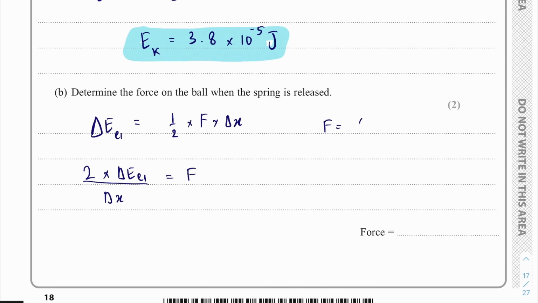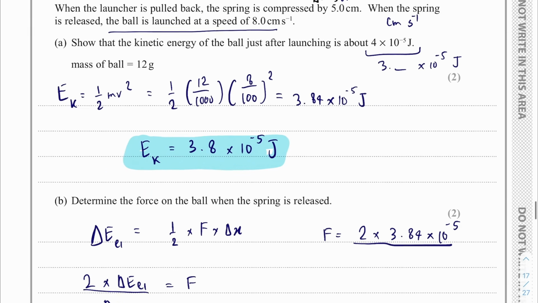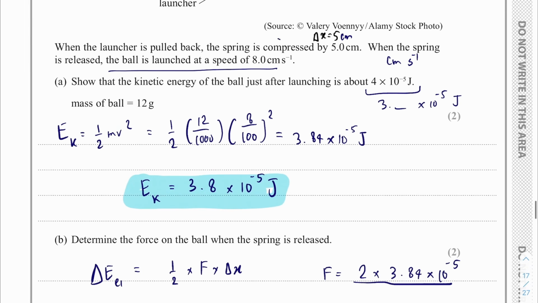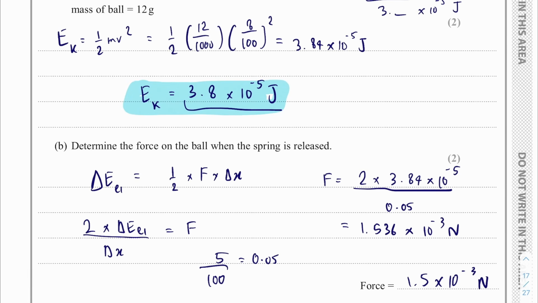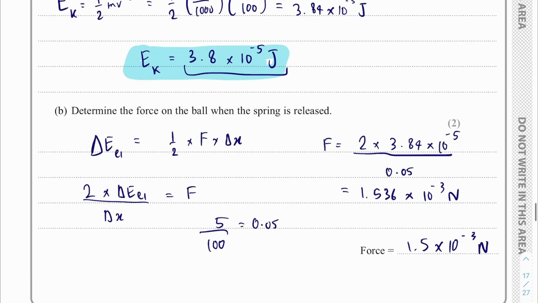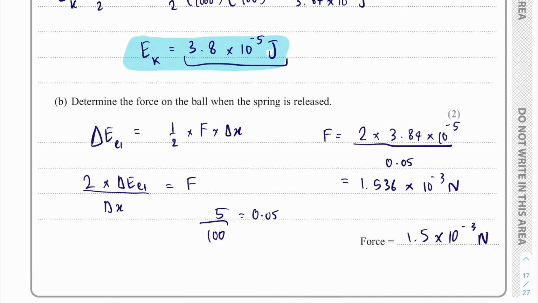So force equals 2 multiplied by 3.84. We use more precise values in the actual calculations. Minus 5 divided by what? What's the extension? We know the extension is 5 centimeters, or 5 divided by 100, which is 0.05 meters. So 0.05. And we get 1.536 multiplied by 10 to the power of negative 3 newtons. Now, what did we round to? We round to 1.5 times 10 to the power of negative 3 newtons. Why? Because look, we rounded to 3.8 here. We're technically using the same value, so this must be 1.5 times 10 to the power of negative 3. That's the answer for part B.